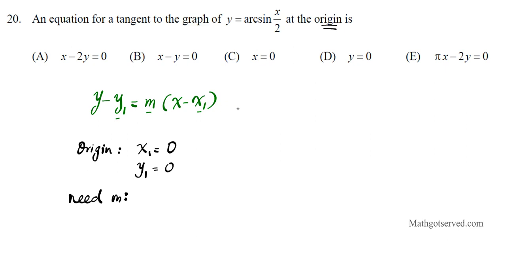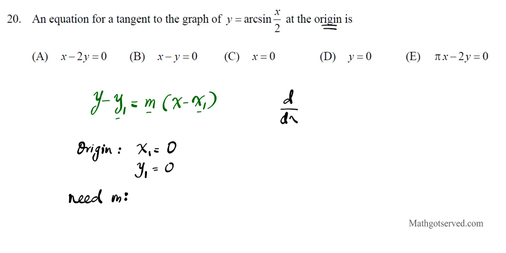How do we find the slope of a line if we just have a point? Well, that's the beauty of the derivative. It helps us find the slope with just a point, as opposed to algebra where you need two points to find the slope. So we need m. If I can find m, I'll plug x1, y1, and m into this equation, and I'll be good to go.